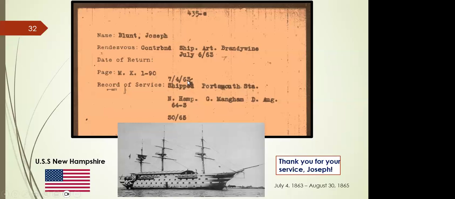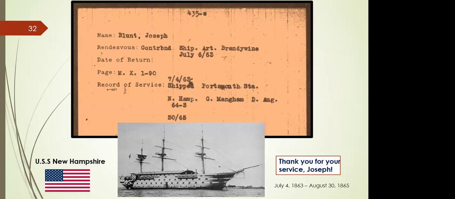He emancipated himself. He also served on the USS New Hampshire, which you see pictured here. He served on the USS George Mangum, and he was discharged August 30th of 1865. And so I say thank you, Joseph, for your service.